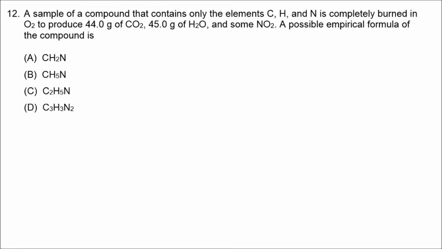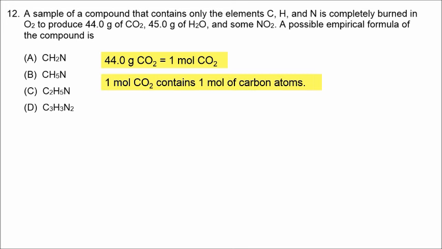In number 12, we are given some combustion analysis data for a particular compound that contains carbon, hydrogen, and nitrogen. Since we don't know exactly how much nitrogen dioxide was produced, we can figure out the correct answer just based on the carbon and the hydrogen. All of the carbon that was originally present in this compound has now been converted into carbon dioxide. Because there's exactly 1 mole of carbon dioxide produced, that would equal 1 mole of carbon atoms from the original sample.